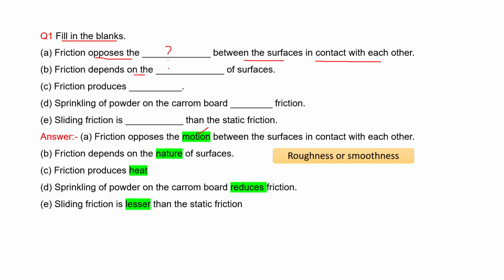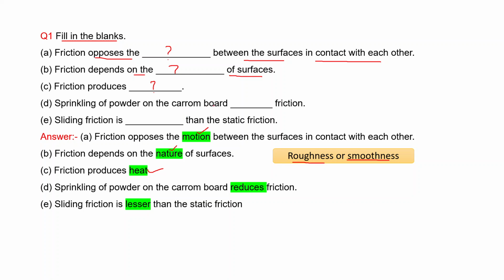Friction depends on the blank of surfaces. Answer is, friction depends on the nature of surfaces. In place of nature, we can also use the word roughness or smoothness of surfaces. Friction produces blank. Answer is, friction produces heat.